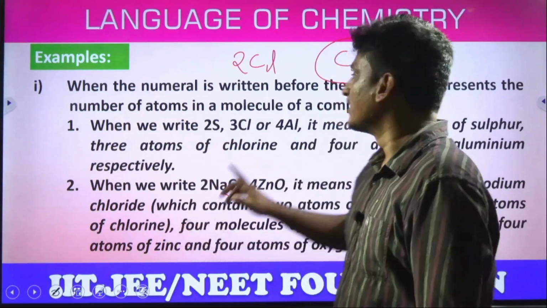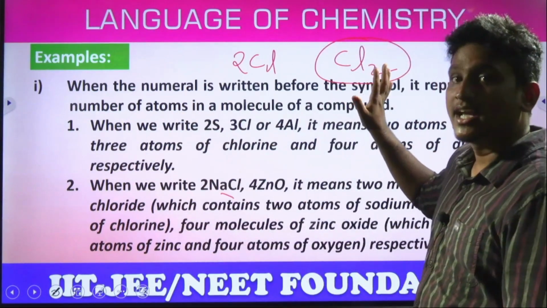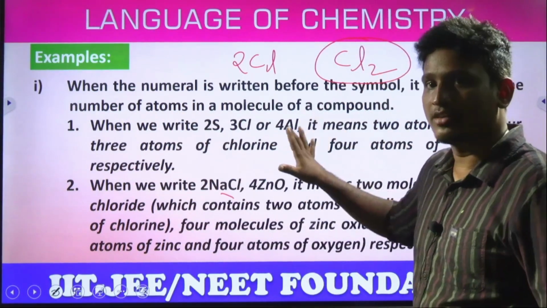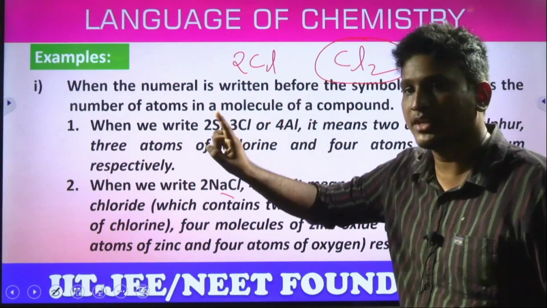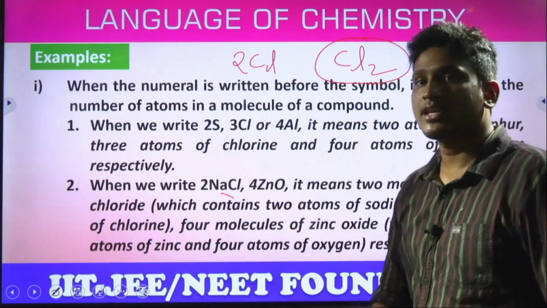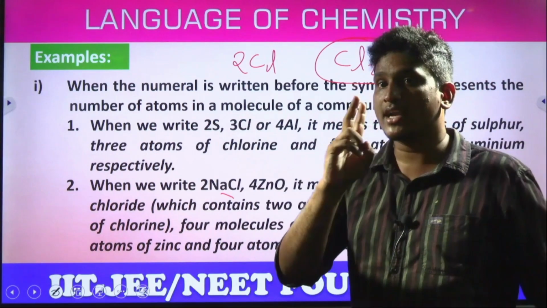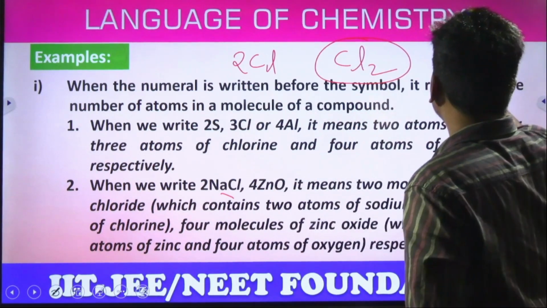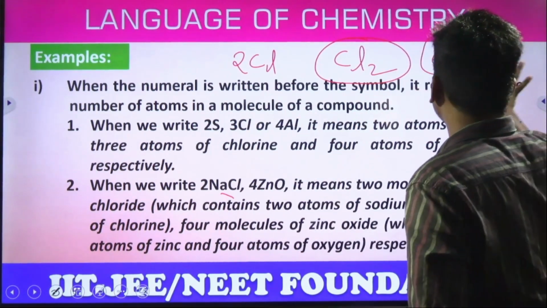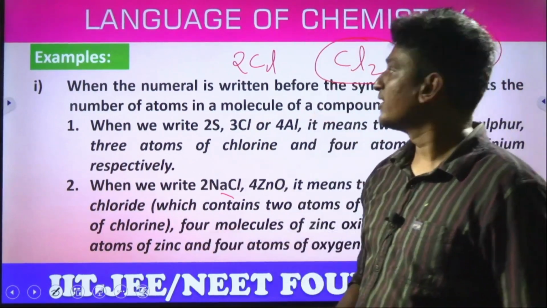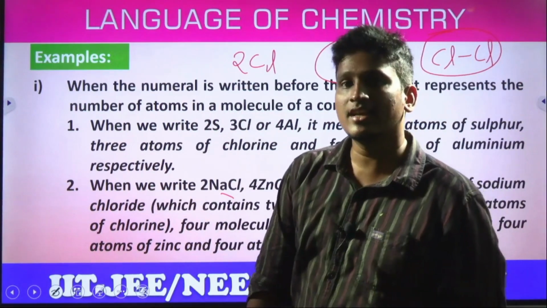What is that? Here the number 2 indicates number of atoms in a molecule. Yes or no? This is chlorine, one molecule, and how many chlorines are there in that one molecule? 2 chlorine atoms are there. Like chlorine bonds with chlorine, it forms one molecule. That is Cl2.